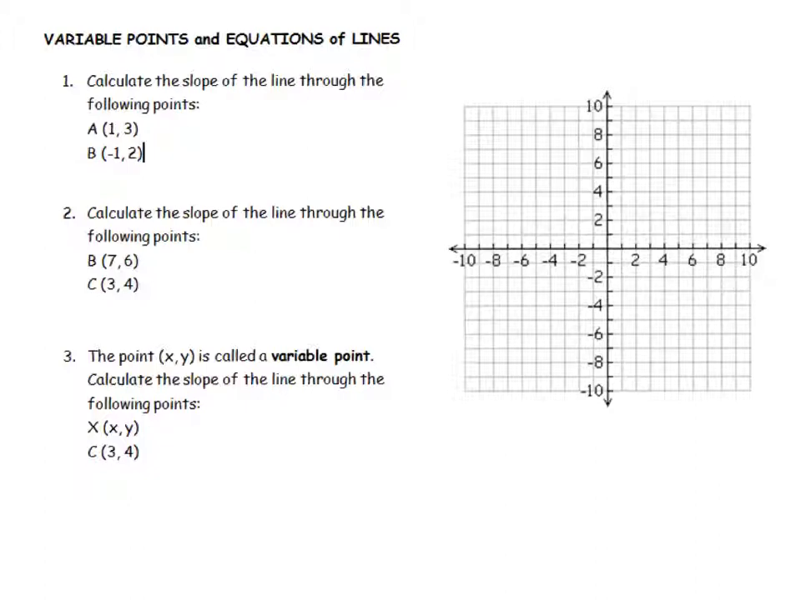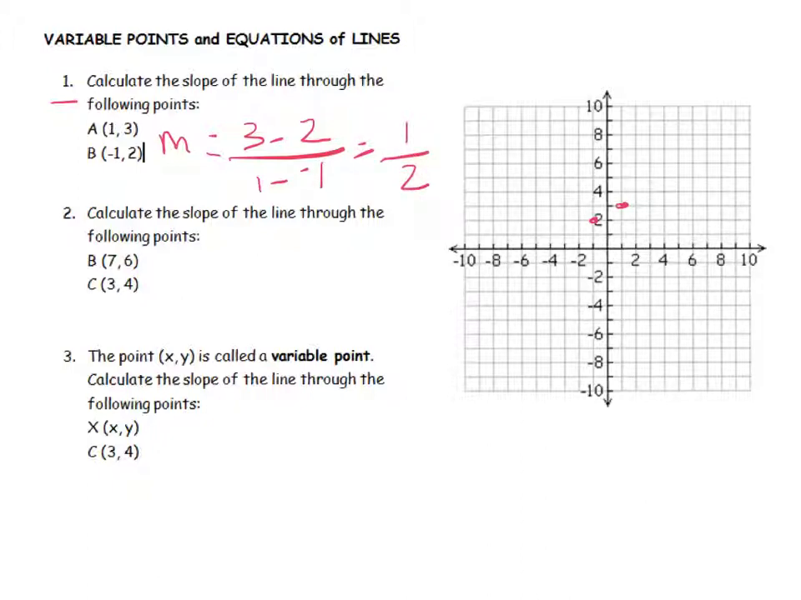So if we start out here at number 1, if we calculate the slope between the point A, which is (1, 3), and the point B, which is (-1, 2), we'll use the slope formula. The slope is (3 - 2) over (1 - (-1)), which is 1 over 2, 1/2, right?